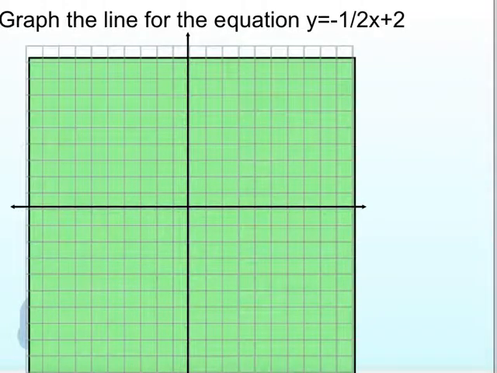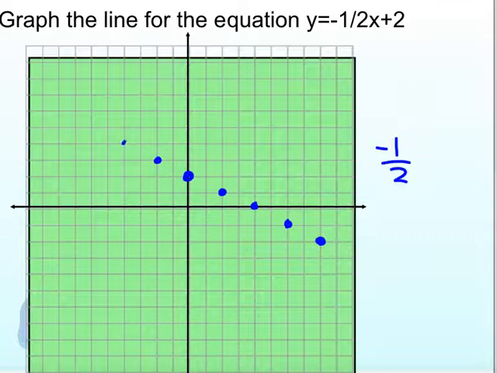So y equals negative 1/2 x plus 2. Our y-intercept is 2, and then we have a slope of negative 1 over 2, which means I'm going to be falling to the right. So I'm going to go down 1, right 2, down 1, right 2, down 1, right 2. Or up 1, left 2, up 1, left 2.